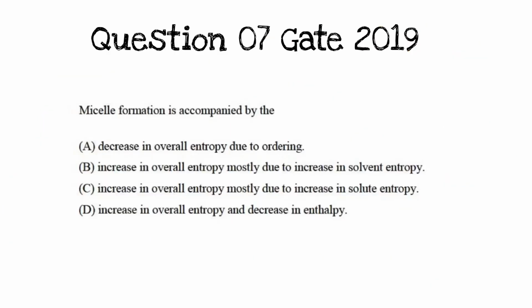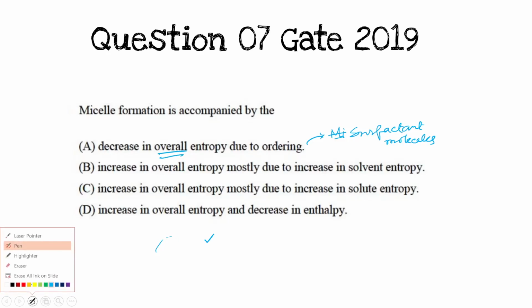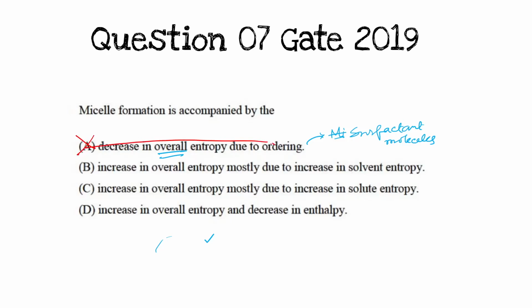Now let's get back to the question that was there. First of all, the option saying there is a decrease in overall entropy: the ordering is okay for the micelle surfactant molecules, but it is not a complete answer. There will be a decrease in the solute entropy due to ordering, but there will be no decrease in the overall entropy. So this option is the wrong one. This is not the right one that I will consider.